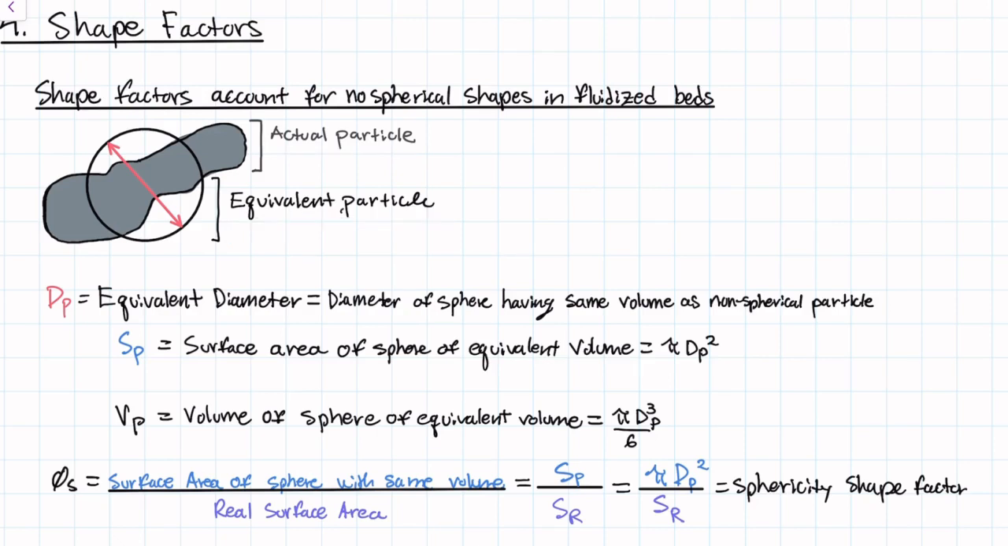From this equivalent particle, we can find the equivalent diameter, which is the diameter that yields a sphere that has the same volume as a non-spherical particle. From this diameter, we can find the surface area of this equivalent sphere and the volume of this equivalent sphere. We then define the sphericity shape factor as the surface area of the sphere with the same volume over the real surface area.